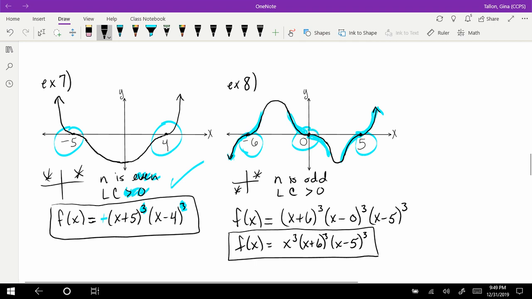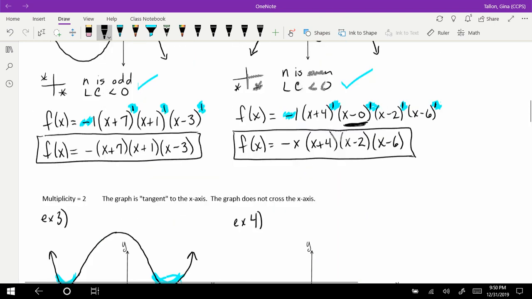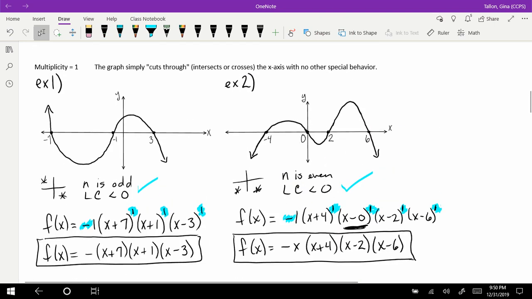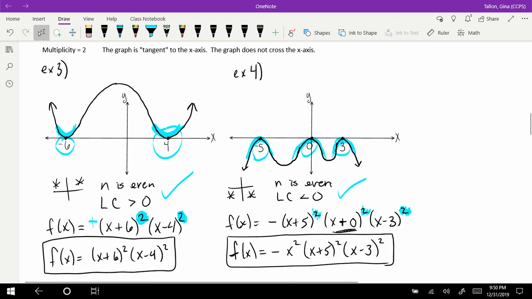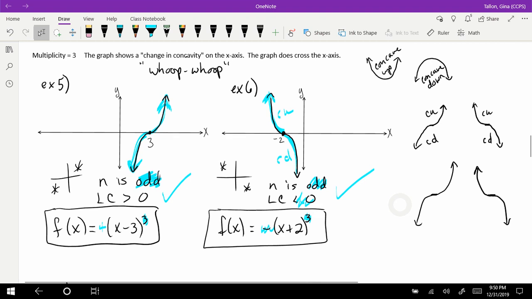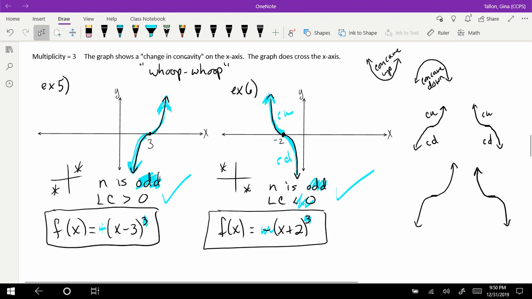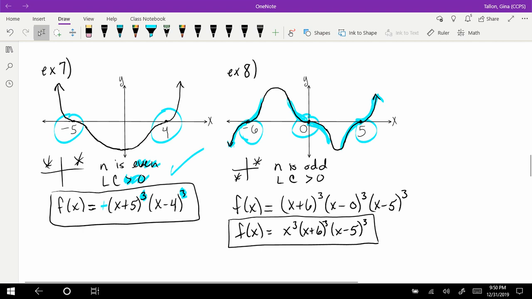Good to go on multiplicities of 1, 2, and 3. Let's just review those for a quick second here. Multiplicity of 1, we're simply cutting through, just intersect or cross the x-axis, no other special behavior. All of these are multiplicity of 1. Here we have multiplicity of 2, which means we have points of tangency. Both examples 3 and 4 have nothing but points of tangency. Here we have multiplicity 3. So I'm dealing with examples 5 and 6 having little whoop whoops. Of course, those are the easiest examples because it only happens once in each graph. And then I make it happen twice and then 3 times. So we can have lots of different roots with different multiplicities throughout the problems.